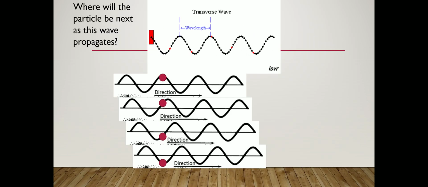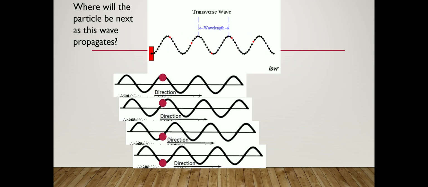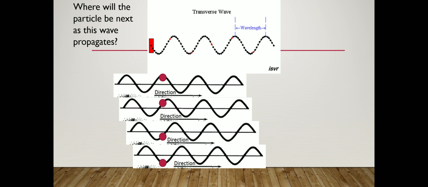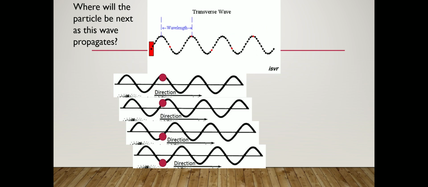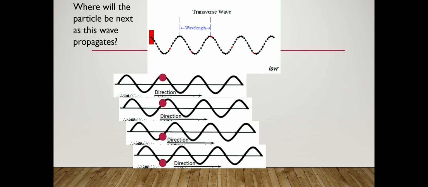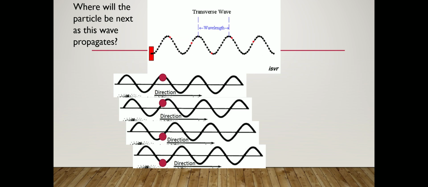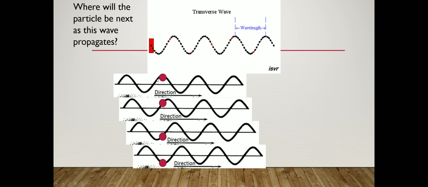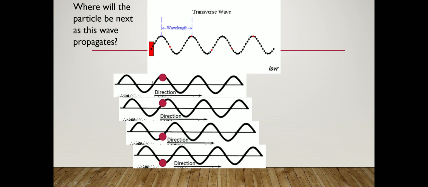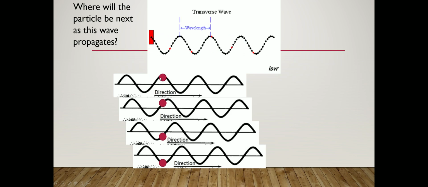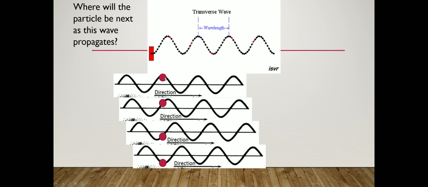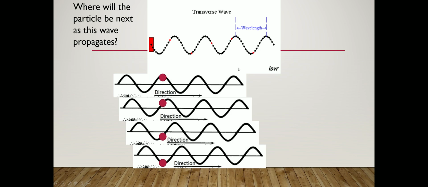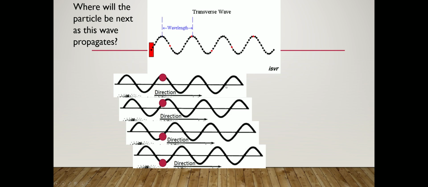Now, this is also a common question on your regions questions, and also in the Google form that is attached to this homework. Where will the particle be next as this wave propagates? Let's take a look at the first image. Where will this red particle be as this wave moves to the right? There's an easy way to think about it.